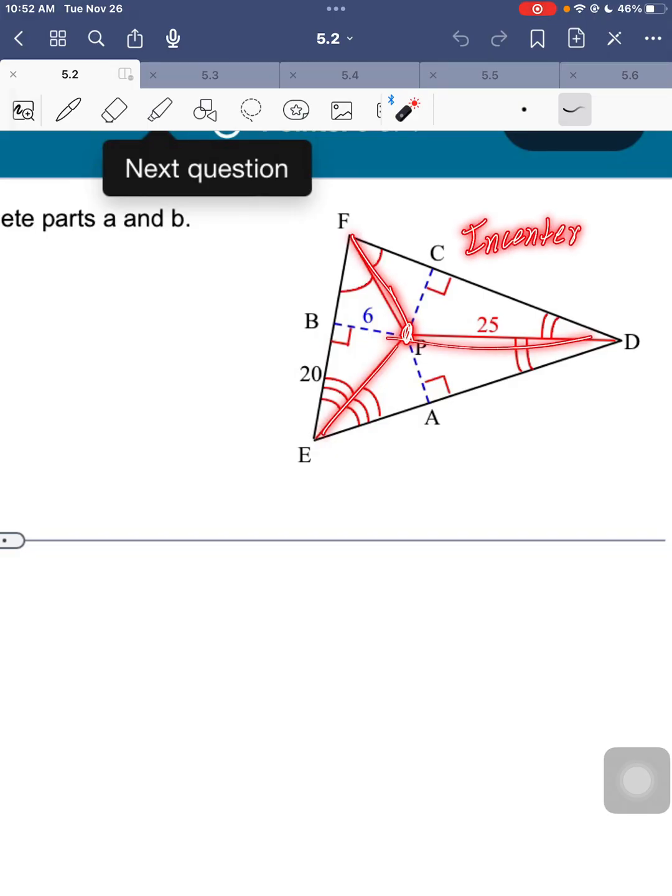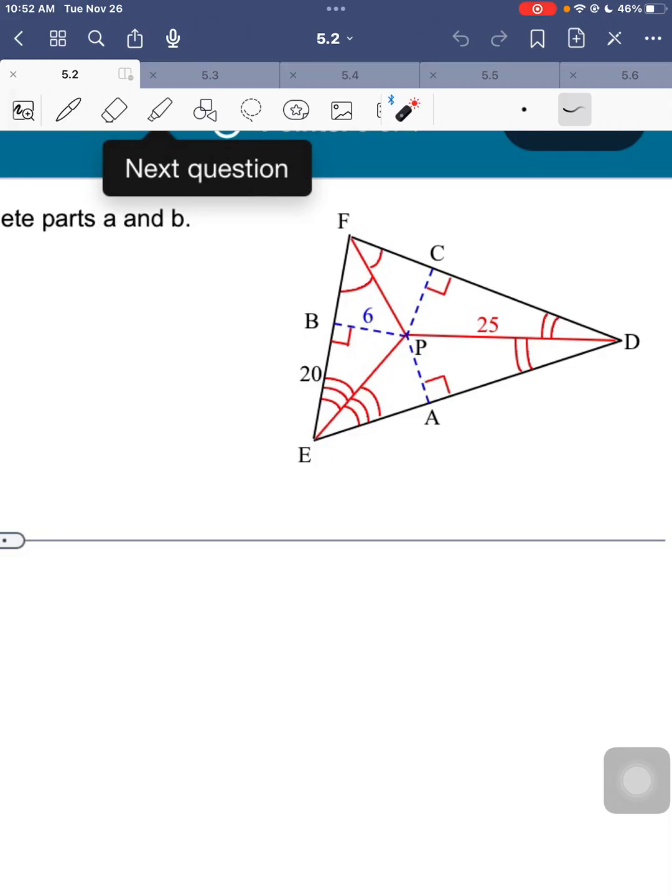And what do I know about incenters? My incenter is equidistant to the perpendicular sides of the triangle. So if PB is 6, what do I know about PC? It's also 6. What do I know about AP? It's also 6. Once again, guys, I do not care about the length of my angle bisectors, about my FP and my EP and my DP. I don't care about any of that.